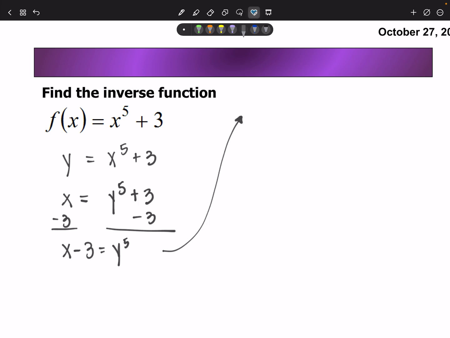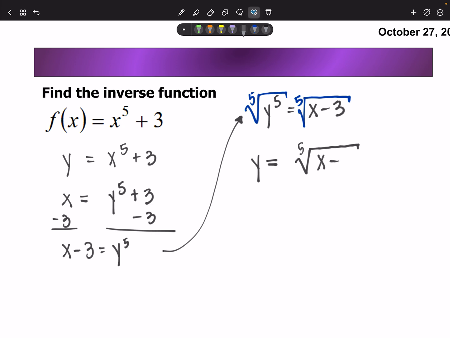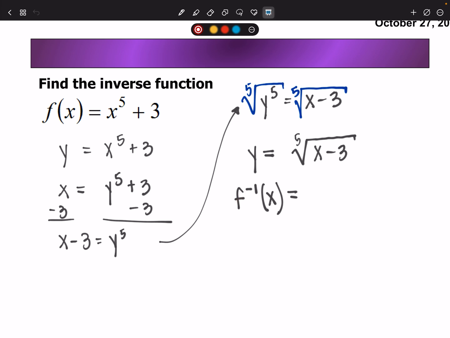I'm going to come over here. Y to the 5th equals x minus 3. I'm going to take the 5th root of both sides. And that gives us a y on the left and the 5th root of all of x minus 3. Last step would be to change the y back to function notation. This is the inverse of f. So we're going to write f. It looks like an exponent of -1, but it really means the inverse of f. So f inverse of x is equal to the 5th root of x minus 3.